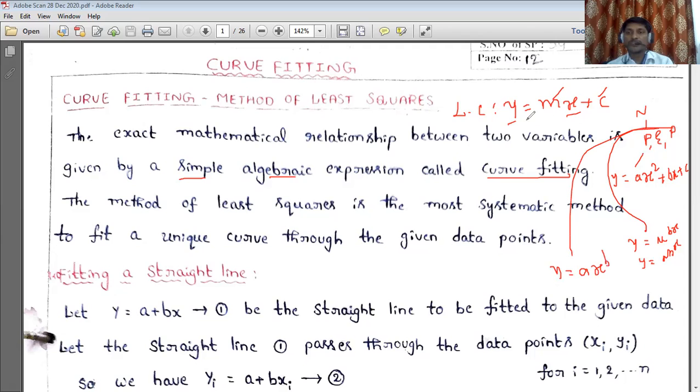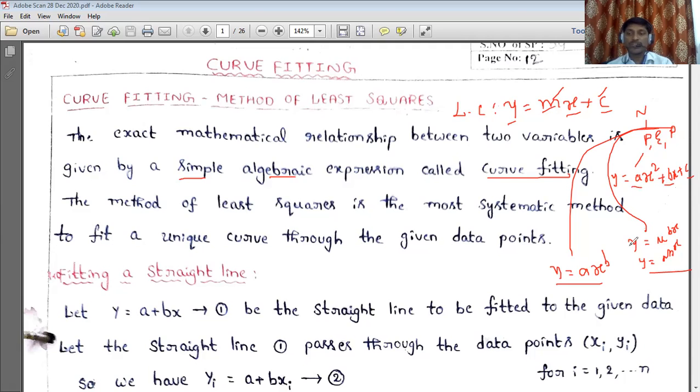If you observe, in each of these curves we have two variables, x and y, and some relation between those variables. Fitting of a particular curve is nothing but finding the parameters. We say m and c: finding the constants is the fitting of the straight line. In the same way, finding a, b, c is the fitting of a second degree polynomial, or simply the parabola.